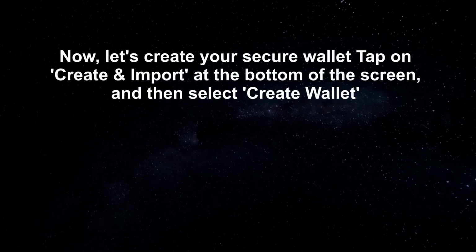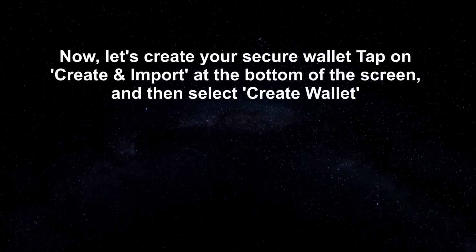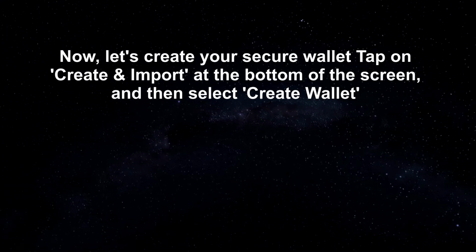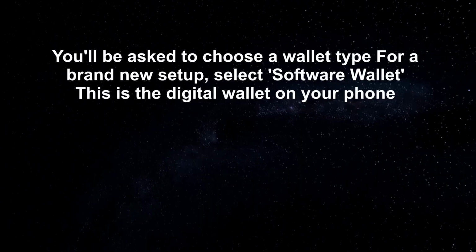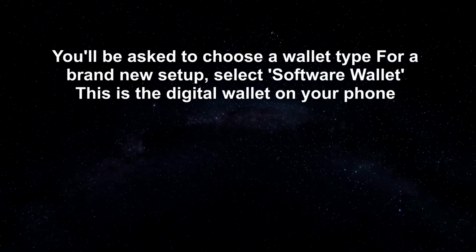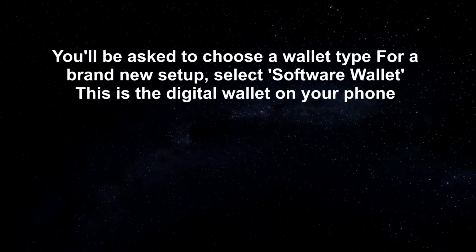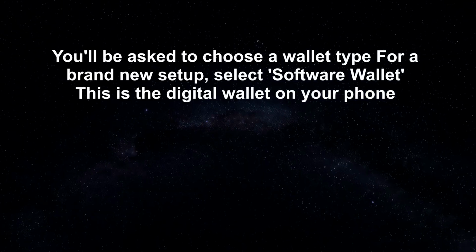Now, let's create your secure wallet. Tap on Create and Import at the bottom of the screen, and then select Create Wallet. You'll be asked to choose a wallet type for a brand new setup. Select Software Wallet. This is the digital wallet on your phone.